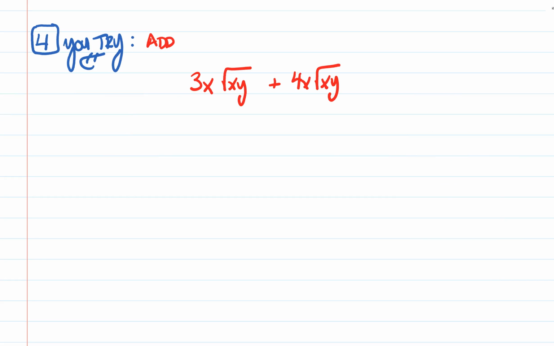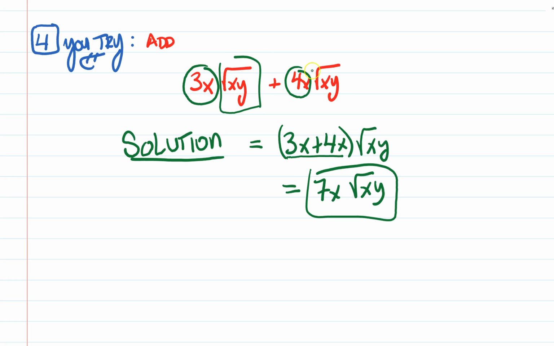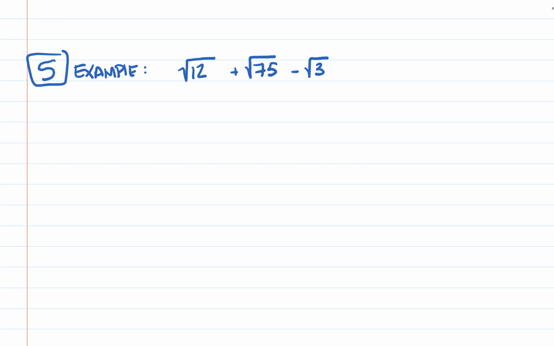Okay, box number 4 is a You Try. I want you to add 3x square root of xy plus 4x square root of xy. Hopefully you got the right answer of 7x square roots of xy. Again, because I just used the property, I can take 3x and 4x and add them together. And then I can take my like radicals and my like indexes and keep them on the outside. So I get 7x times the square root of xy. Okay, example 5 here, box 5.